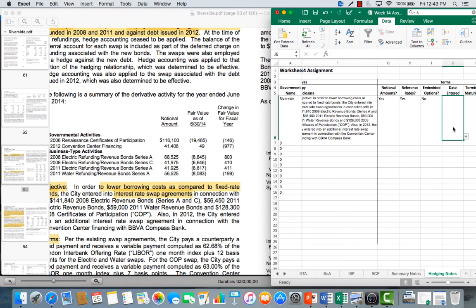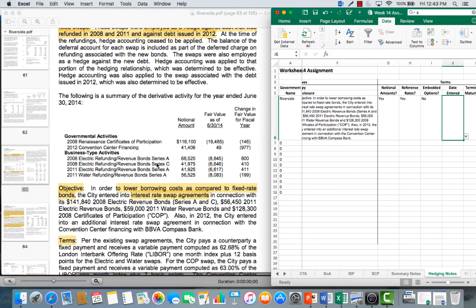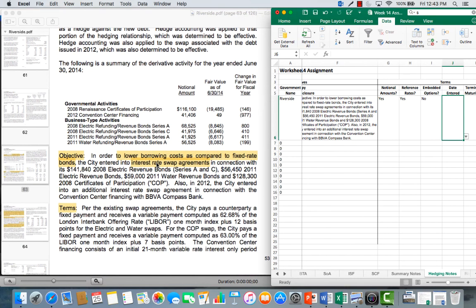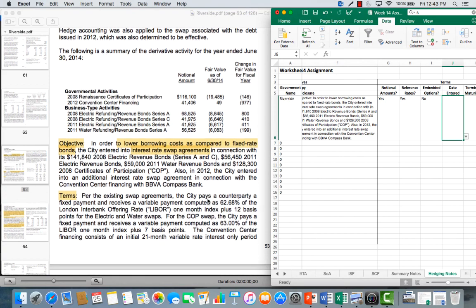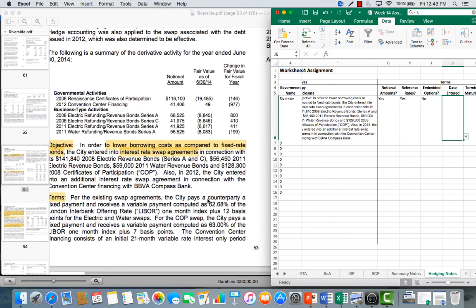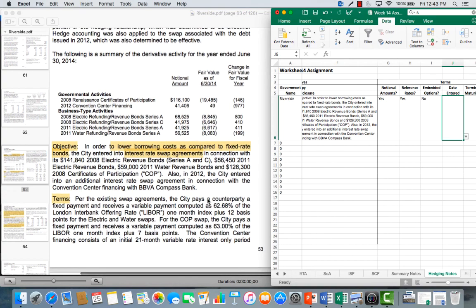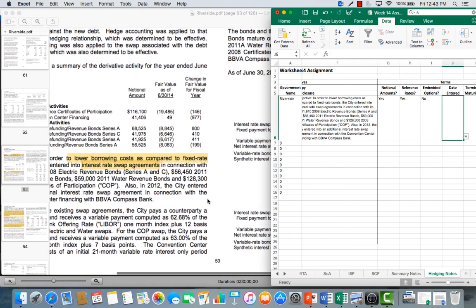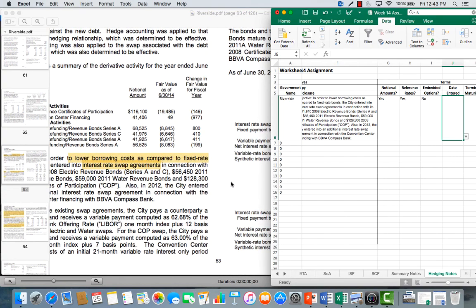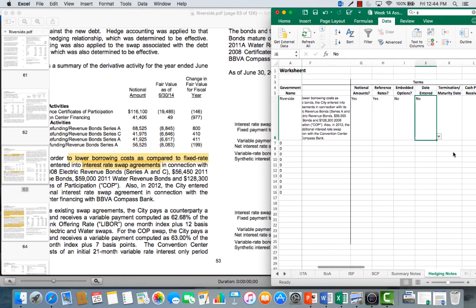They should be disclosing the date that they entered into the hedging derivatives. I don't see that other than years. They said they did it in 2012, but other than that, there's no. I think the disclosure ought to be more specific than that. It ought to be more like month and day, and not just year. So I'm going to say no here.